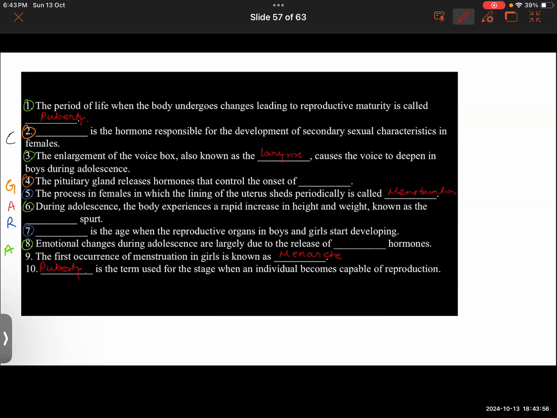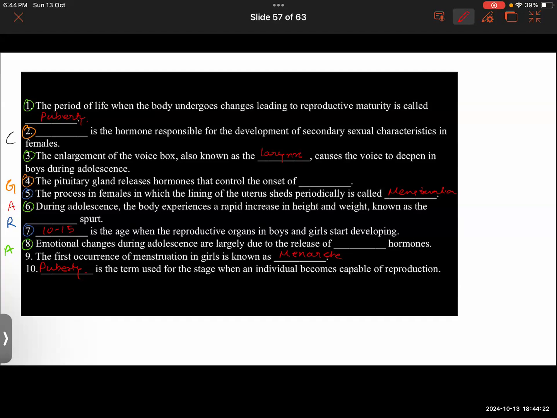Sir, just 1 minute. And for the eighth one, you have answered... Sir, it was the seventh one. Okay. 10 to 15 is the age when the reproductive organs in boys and girls start developing. So that is around 10 to 15. That is correct. Yes, Gauri.